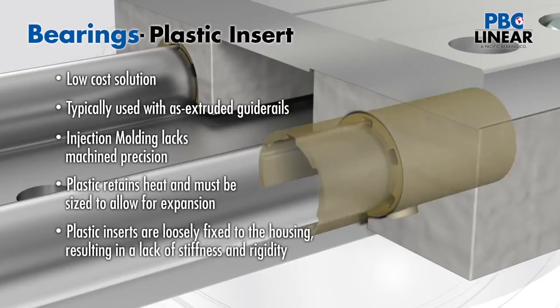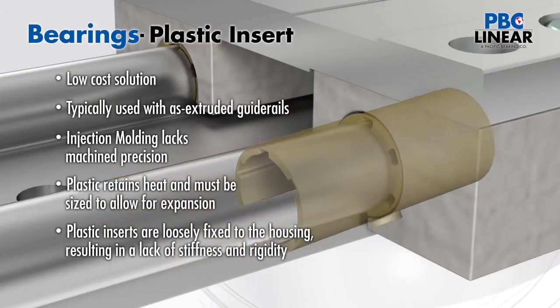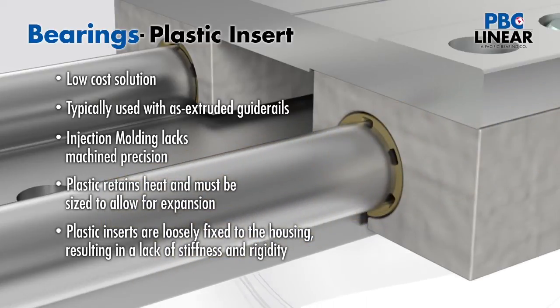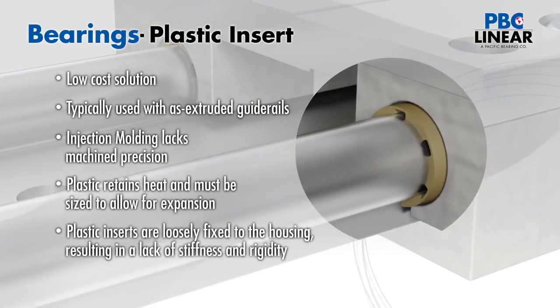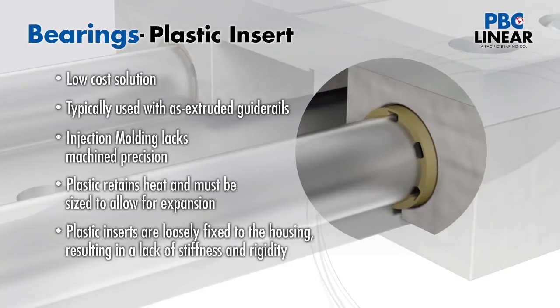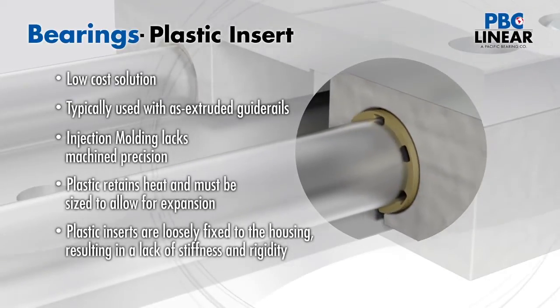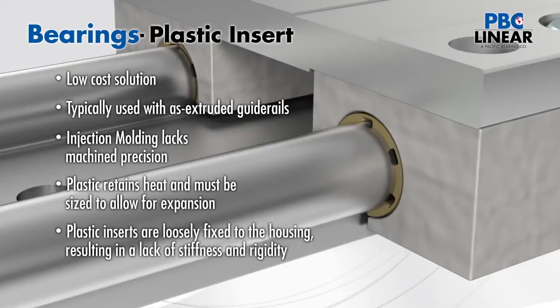The plastic bearing is slipped into a metal housing with only a plastic tab to hold it in place. This can potentially allow for movement of the bearing insert when it's in operation, resulting in a loss of repeatability. Overall, the buildup of tolerances and lack of rigidity put these bearings at the low end of accurate repeatability.